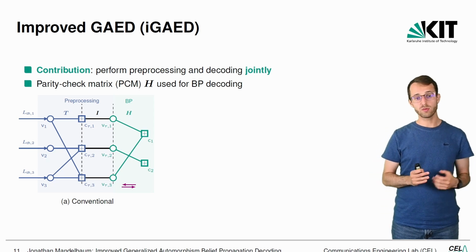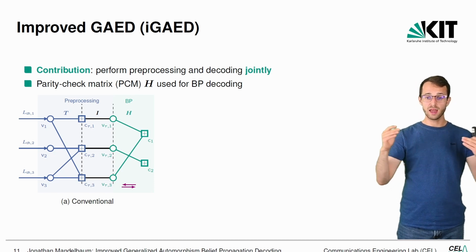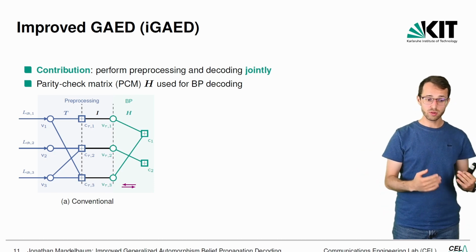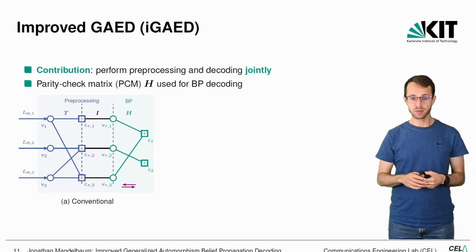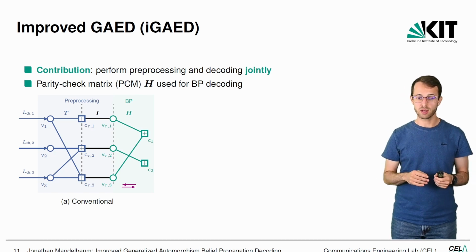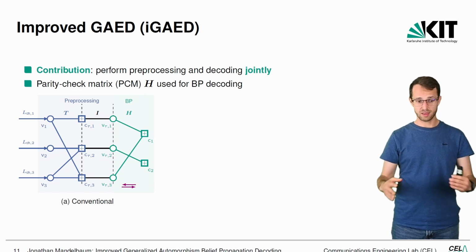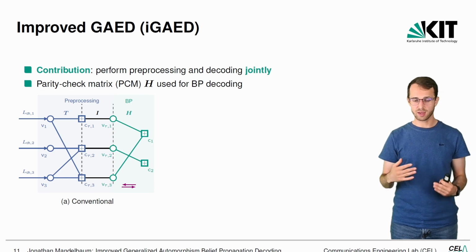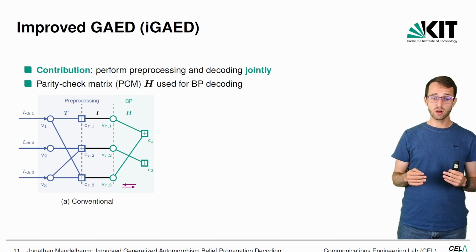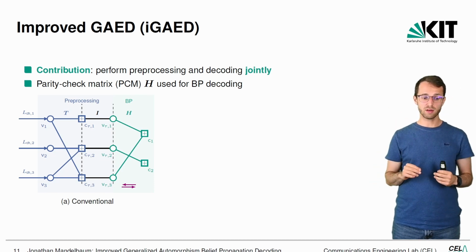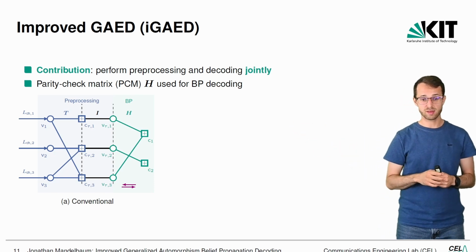Our contribution in this work is to perform the pre-processing and the decoding jointly, and by this we can reduce the effect of the information loss and therefore improve GID. To this end, we consider the parity check matrix H, which is used for BP decoding, and as highlighted before, the pre-processing can be similar to a check node update, and therefore we can depict a full tenor graph used for pre-processing and BP decoding as depicted here on the left-hand side.